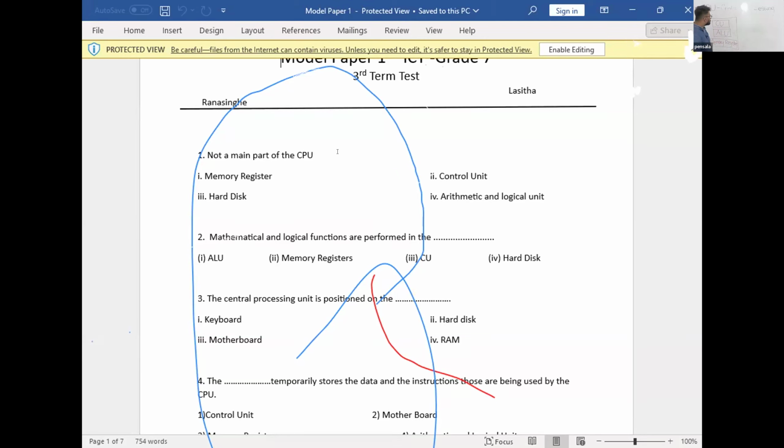Okay. So if we go to the answers given, the first one is memory register. So the memory register is here, right? So the first one is the right answer.